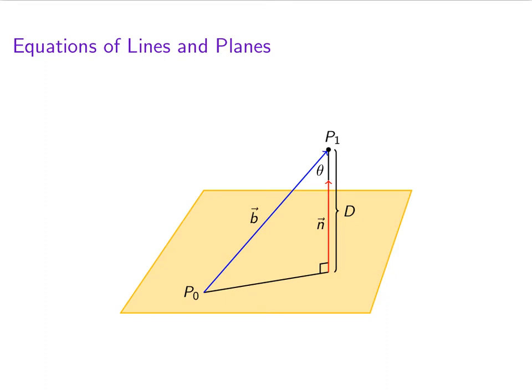So we've got the point P0, somewhere in the plane. P1 is somewhere up above the plane. And then we've created this vector B, which goes from P0 to P1. I've also drawn a normal vector. And what we're interested in is the distance, D, that goes from P1 down to the plane.